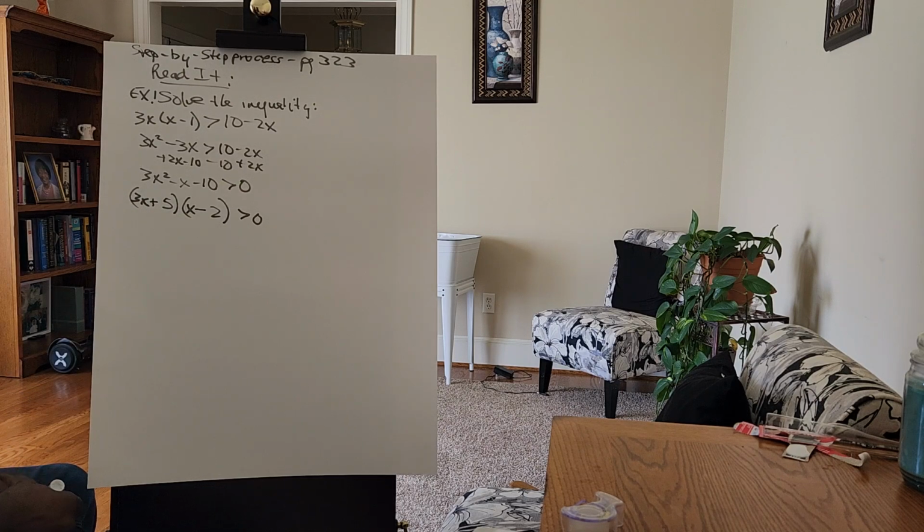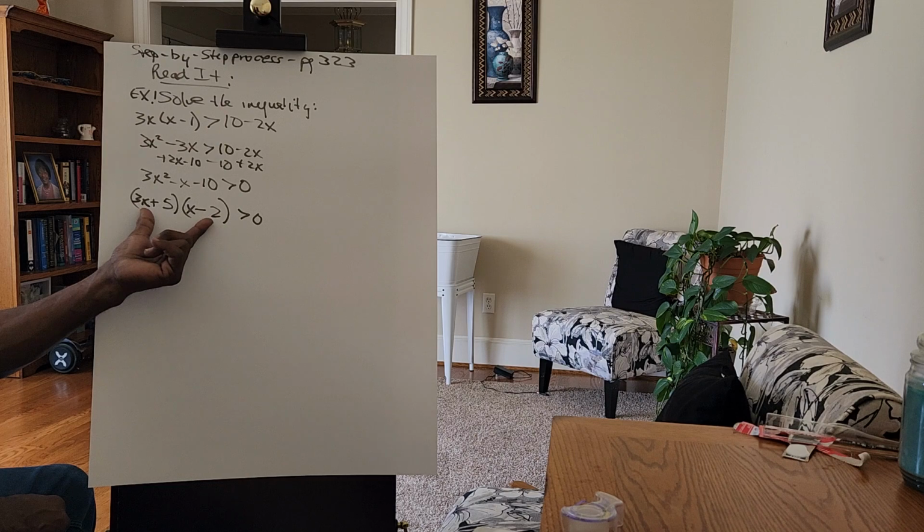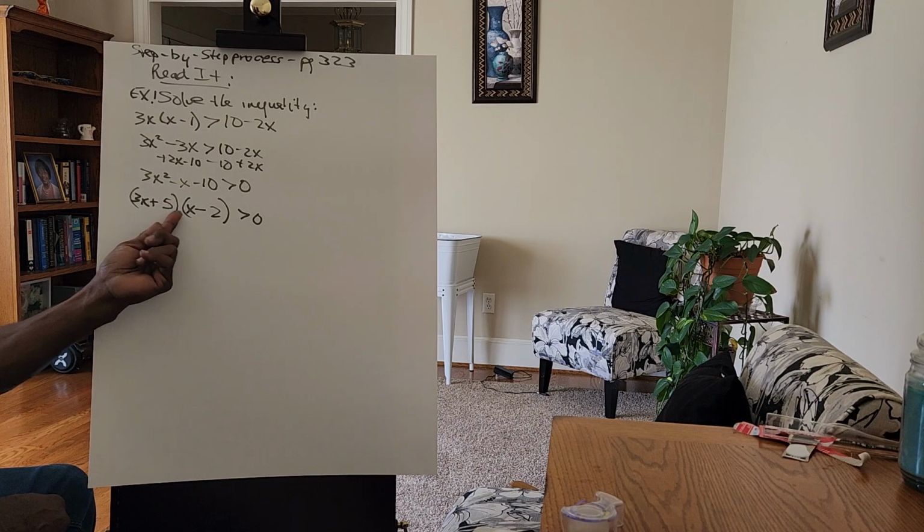So there's my factorization. You can check it if you want, FOIL it out if you want. But that's how it factors. So 3x plus 5 times x minus 2 gives you 3x squared minus x minus 10, okay? 3x times x is 3x squared. Outer product is negative 6x. Inner product is positive 5x. Negative 6x plus 5x is negative 1x. Positive 5 times a negative 2 is a negative 10, so I know it works.